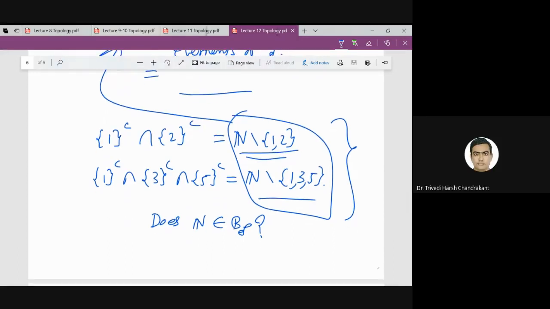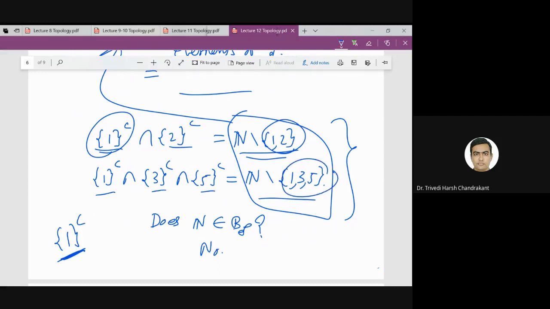Is it visible? No sir, I think no. The answer is no, right? Because at least we are removing points. If I take a single set, even in that case I am removing 1 point. If I take two sets, I am removing 2 points. If I take three sets, I am removing 3 points. If I take finitely many sets, that means I am removing finitely many points. So basically, I am taking the complement of a finite set.